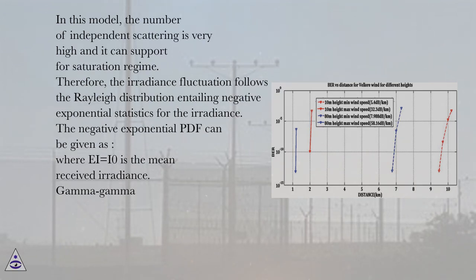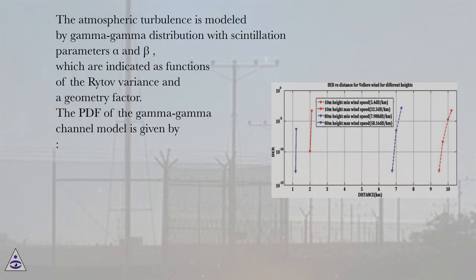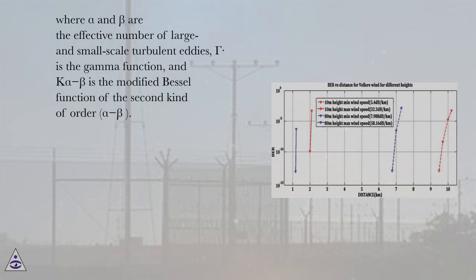Gamma-gamma. The atmospheric turbulence is modeled by the gamma-gamma distribution with scintillation parameters alpha and beta, which are indicated as functions of the log-irradiance variance and a geometry factor. The PDF of the gamma-gamma channel model is given by, where alpha and beta are the effective number of large and small-scale turbulent eddies, Gamma is the gamma function, and K_(alpha minus beta) is the modified Bessel function of the second kind of order alpha minus beta.